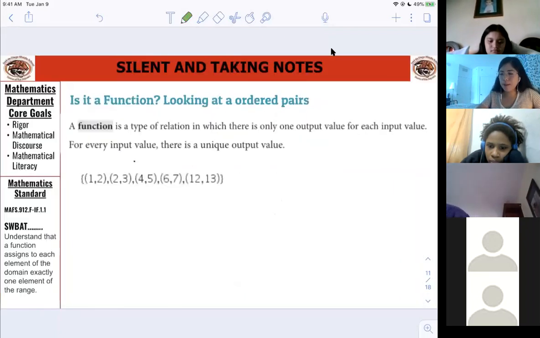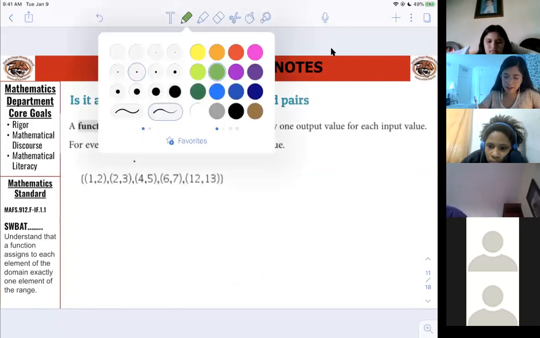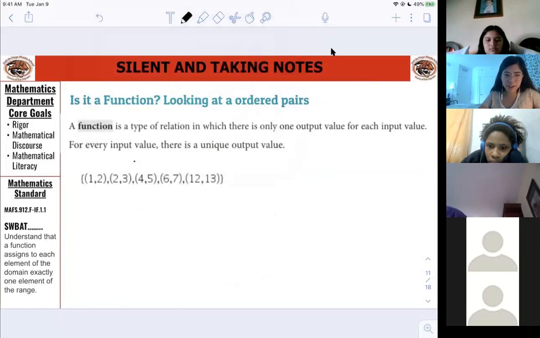Now, what if you get a problem and all it's giving you is the list of points, right? So it might just be like, here's a relation. Let me know if this is a function. What can you look for if it's just a list?